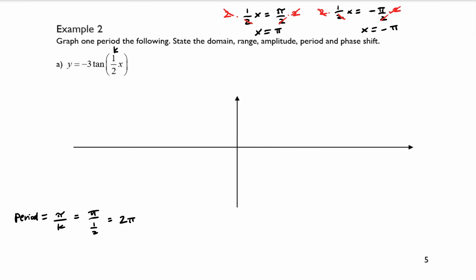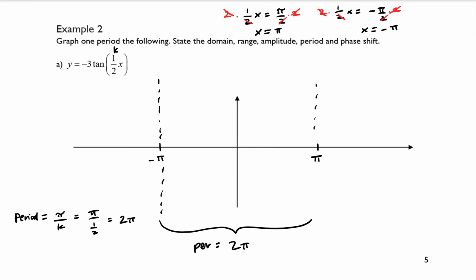And that ends up working out so that our vertical asymptotes are here, and notice that between negative pi and positive pi, that distance ends up being our period, which is 2 pi. So I will draw in my vertical asymptotes, and then I will put in my x values so that I have split up this interval into 4 equal parts.